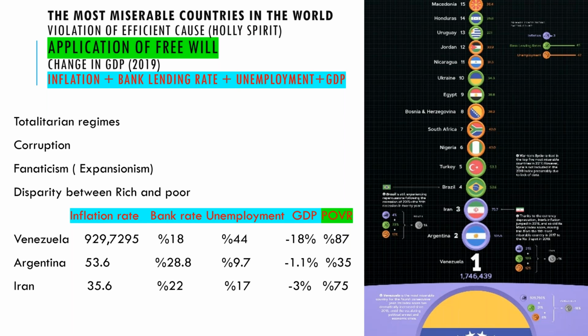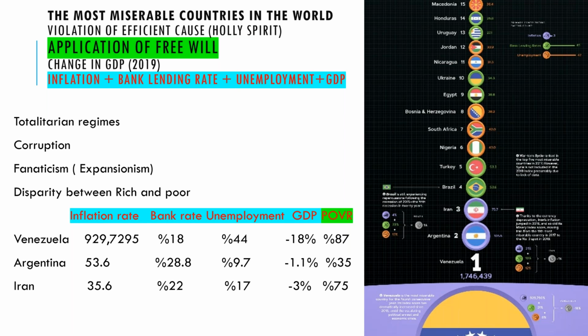So let's look at the socioeconomic and misery index. This is very interesting actually for me, and I wanted to know exactly what happens to societies that violate this universal ethics. It was interesting. Now we found the number one miserable index, which is a combination of inflation, bank lending rates, unemployment, and gross domestic product. So now we found something very interesting.